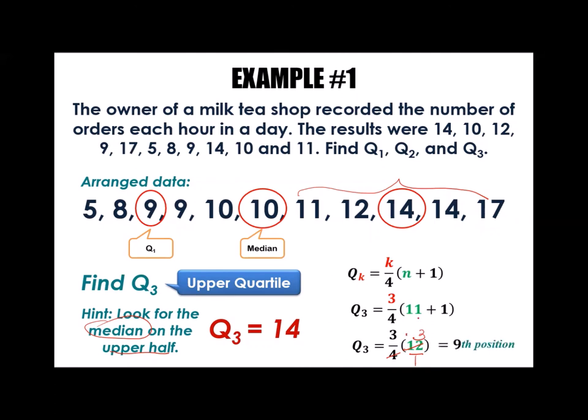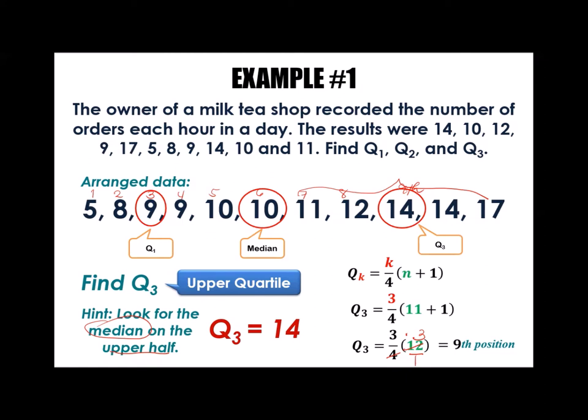So, pang siyam na number. So, 1, 2, 3, 4, 5, 6, 7, 8, and then the 9th. So, ibig sabihin, tama nga na ang 14th natin ay ang Q sub 3 or the third quartile. Okay? I hope everything is clear and for sure you can do it.